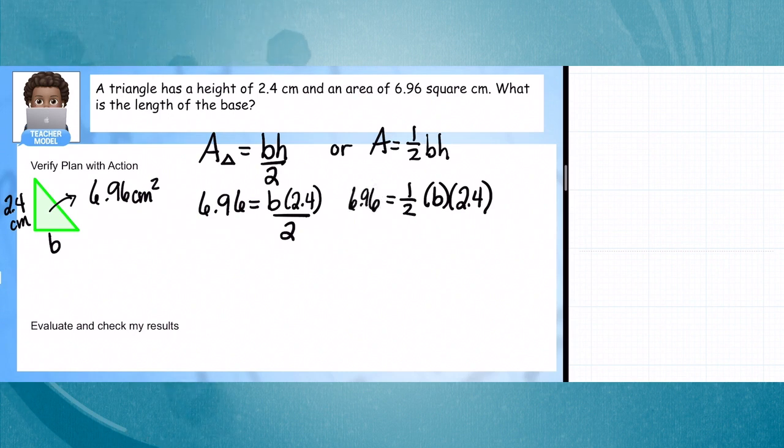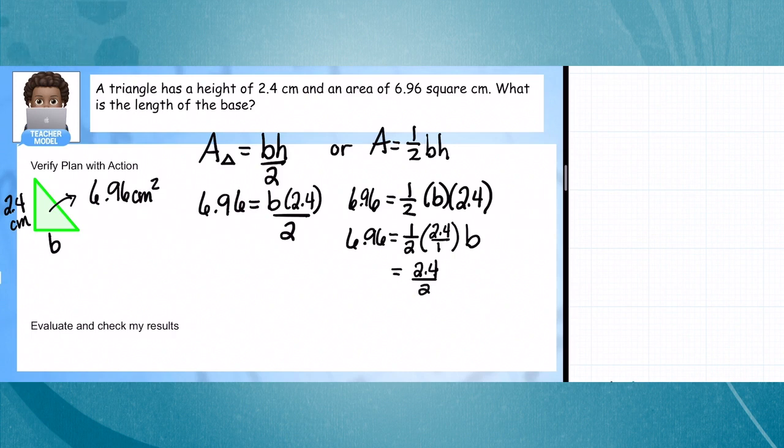And I'm just going to shift some numbers around. So I'm going to put the 2.4, and I'm going to put it over 1 on purpose so that I can multiply those two fractions together. And I'm going to get 2.4 over 2. Put a b here. And I'm taking my time with this because there are so many little places to make mistakes.